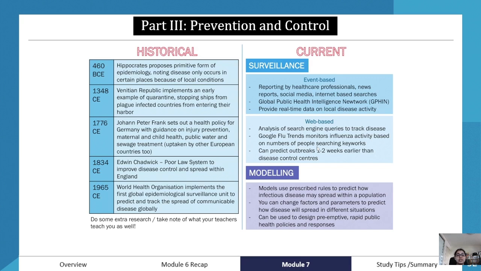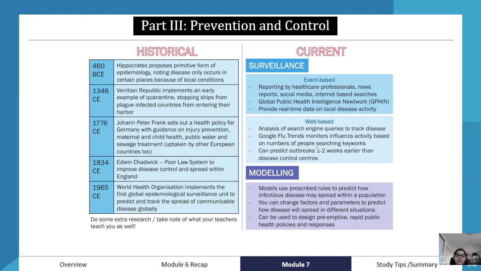Currently, in terms of surveillance, there's event-based surveillance and reporting by healthcare professionals, news reports, social media, the Global Public Health Intelligence Network, and they aim to provide real-time data on local disease activity. Web-based, of course, we have lots of resources online that allow us to track diseases. Our World in Data, for example, is a really good website that does that. There was also one that became really famous that was, I guess, programmed by a high school student that showed the worldwide statistics for COVID-19.